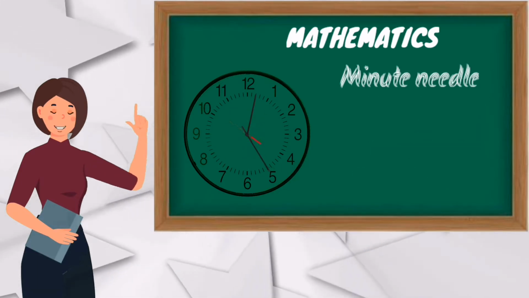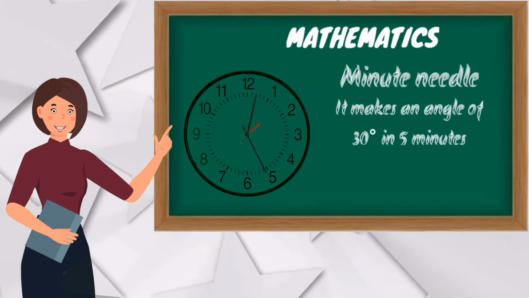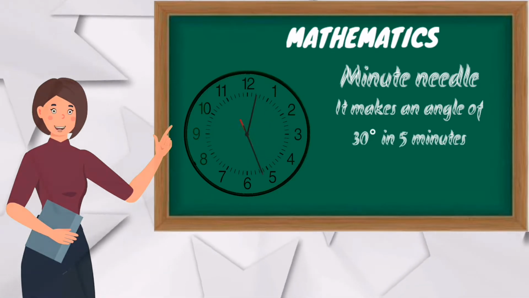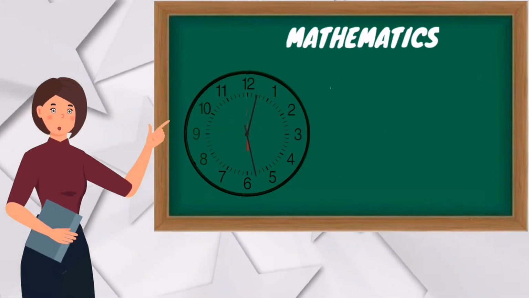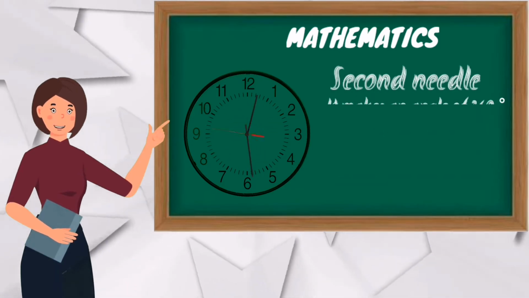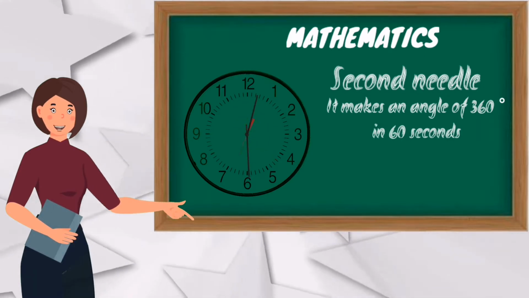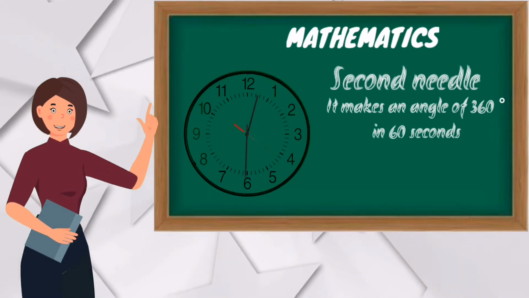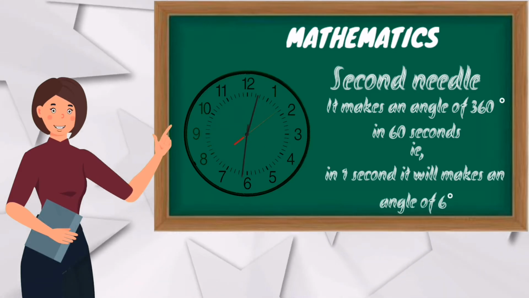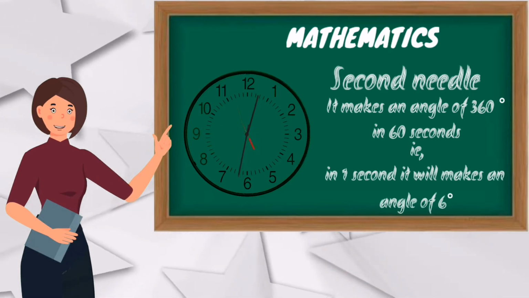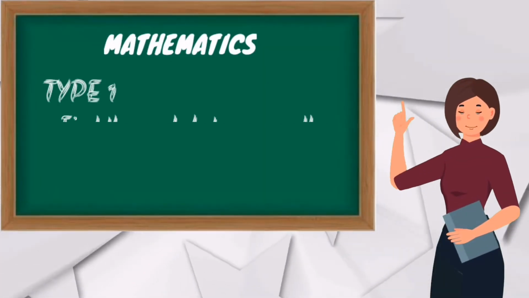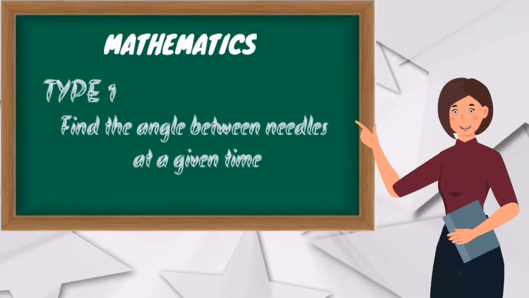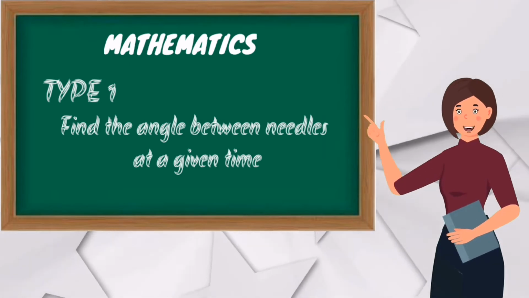Next, the minute needle. The minute needle will make an angle of 30 degrees in 5 minutes. So, in 1 minute, it will make an angle of 6 degrees. Second needle. The second needle will make an angle of 360 degrees in 60 seconds. So in 1 second it will make an angle of 6 degrees. Now let's move on to some of the sample questions that we'll be solving today. These questions are most common in the clock reasoning types.